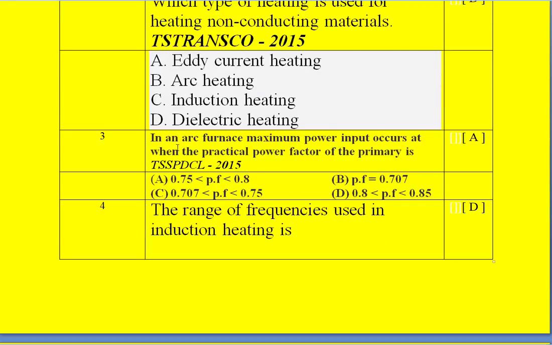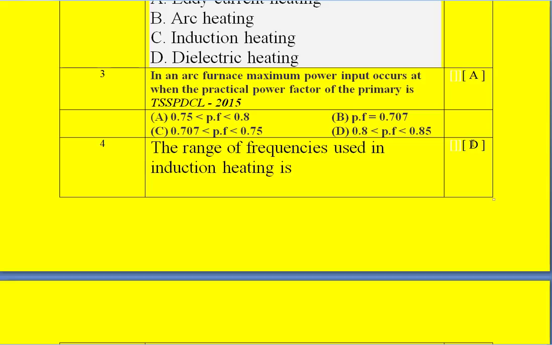Next, third question. In an arc furnace, maximum power input occurs when the practical power factor of the primary circuit is? When the power factor is between 0.75 and 0.8, then we get the maximum power input, whereas for other power factors, we do not get that value. So the right answer is A, and it was given in TS-SPDCL in 2015.